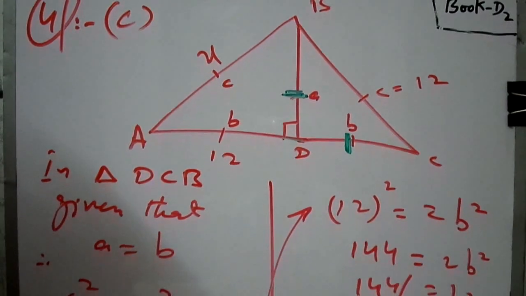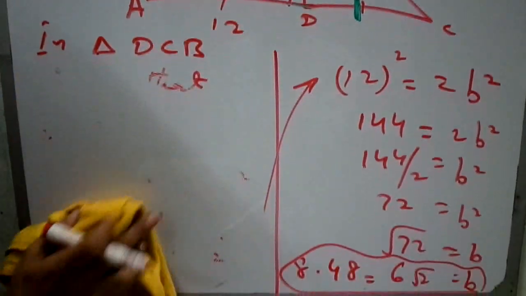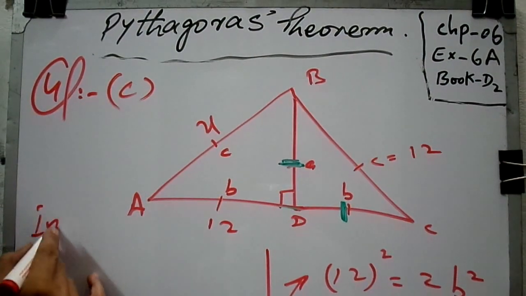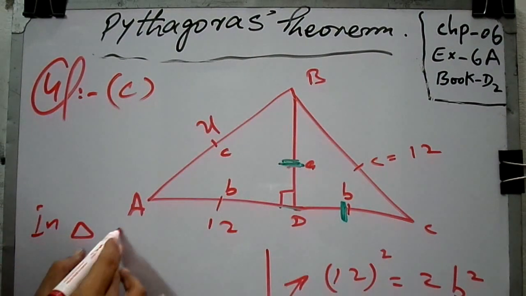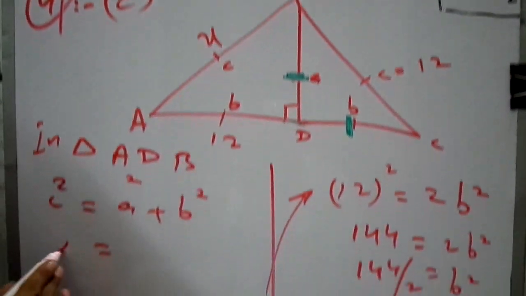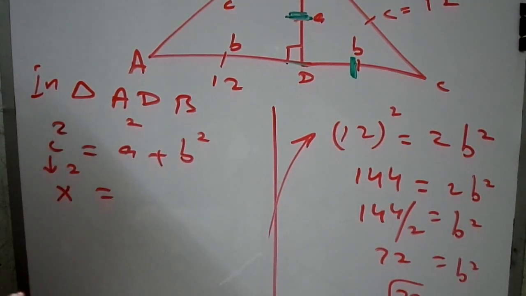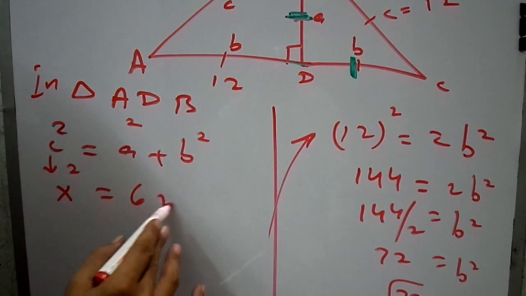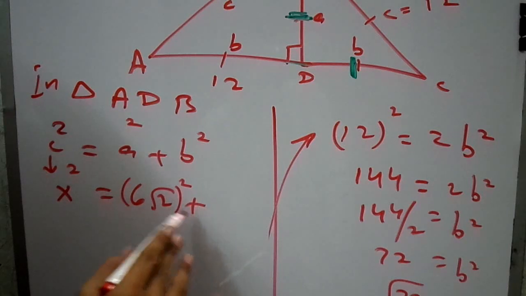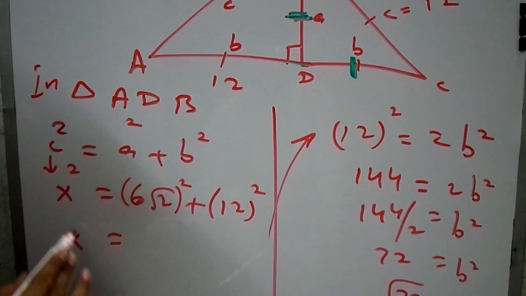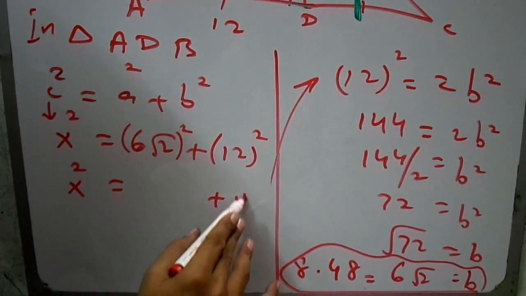Now in triangle ADB, C square is equal to A square plus B square, that is your X. Actually C is your X. The value of A is what you have just calculated, that is 6 under root 2 square, plus the value of B, 12 whole square. So the value of X square is that plus 144.